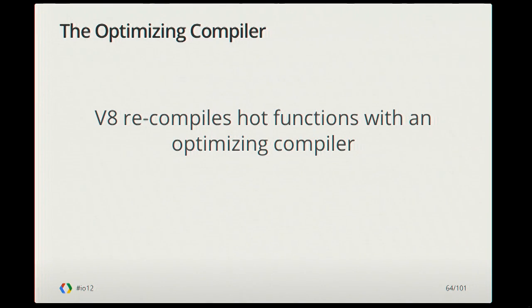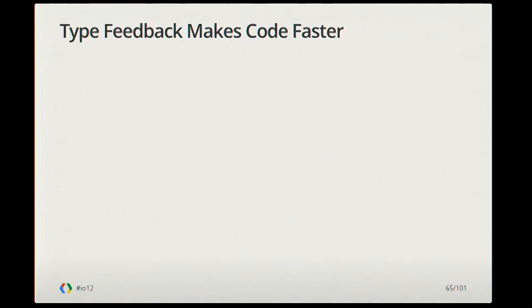I'd like to talk about the optimizing compiler. We talked about the full compiler generating pretty good code and getting executing as fast as possible. The optimizing compiler comes back later for the code that's really hot and recompiles the hot functions. Why does it do this? Well, we've gathered information about the types of the objects that we're operating on through the ICs. And the optimizing compiler can take that information and make decisions about how to optimize the code better.